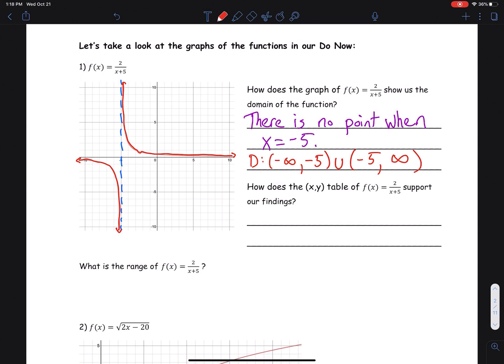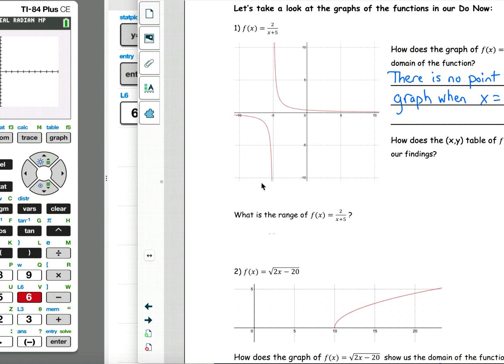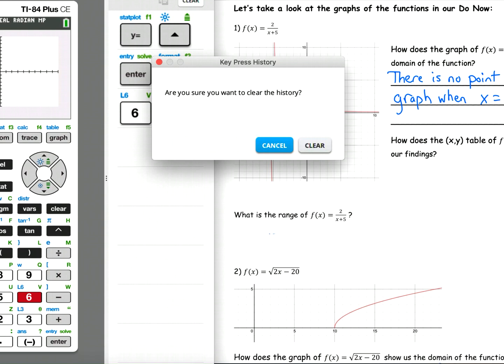And how does the table of f of x equals 2 over x plus 5 support our findings? Let's get the calculator out and let's check out what the table looks like. So let's take a look at the table of our function f of x equals 2 over x plus 5. So I'm going to graph that in our calculator. Whenever you want to graph, you press y equals.